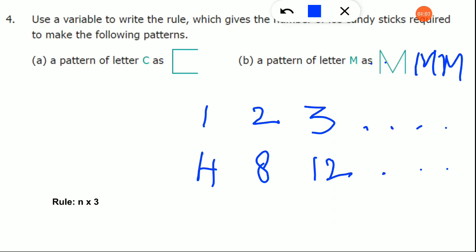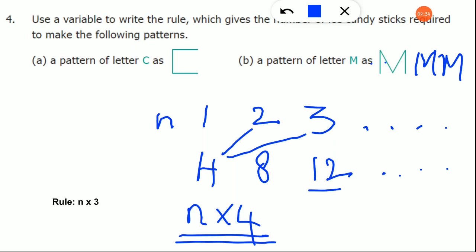Now look at this. First there is 4, then 8 and 12. And this is the value of n. Check and tell me what is happening. Now n is being multiplied by 4. When 1 is multiplied with 4, we get 4. Then 2 into 4, we are getting 8. And then again 3 into 4, we are getting 12. So n into 4 is the pattern in which the letter appears.